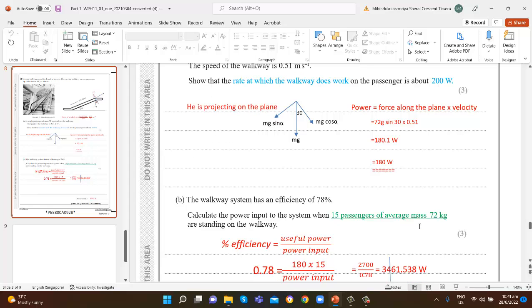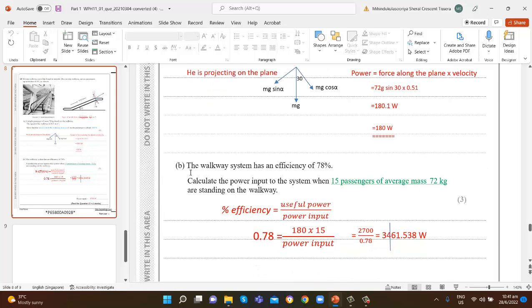Okay, question number B. The walkway system has an efficiency of 78%. Any machine has efficiency. You cannot get 100% efficiency, so your answer should be less than 100%. When you calculate the power input of the system, when 15 passengers of average mass 72 kg are standing. So efficiency, you know, is useful power divided by power input. I hope you know this equation.